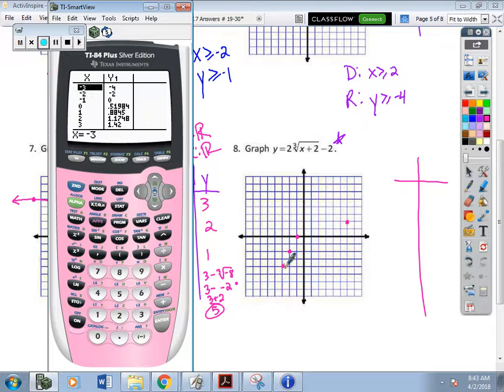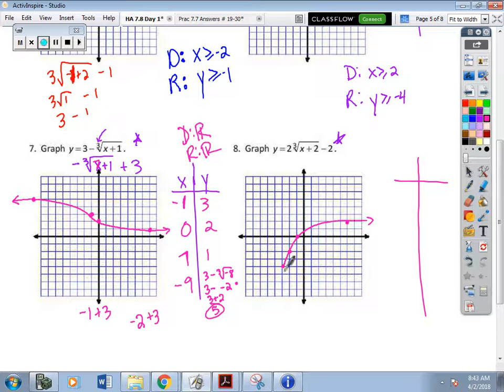So this one must be going like this, and then also going down like that. Probably could have scrolled to find another value. Remember that your cube root function will always look like that. Sometimes it's flipped, sometimes it's shifted.